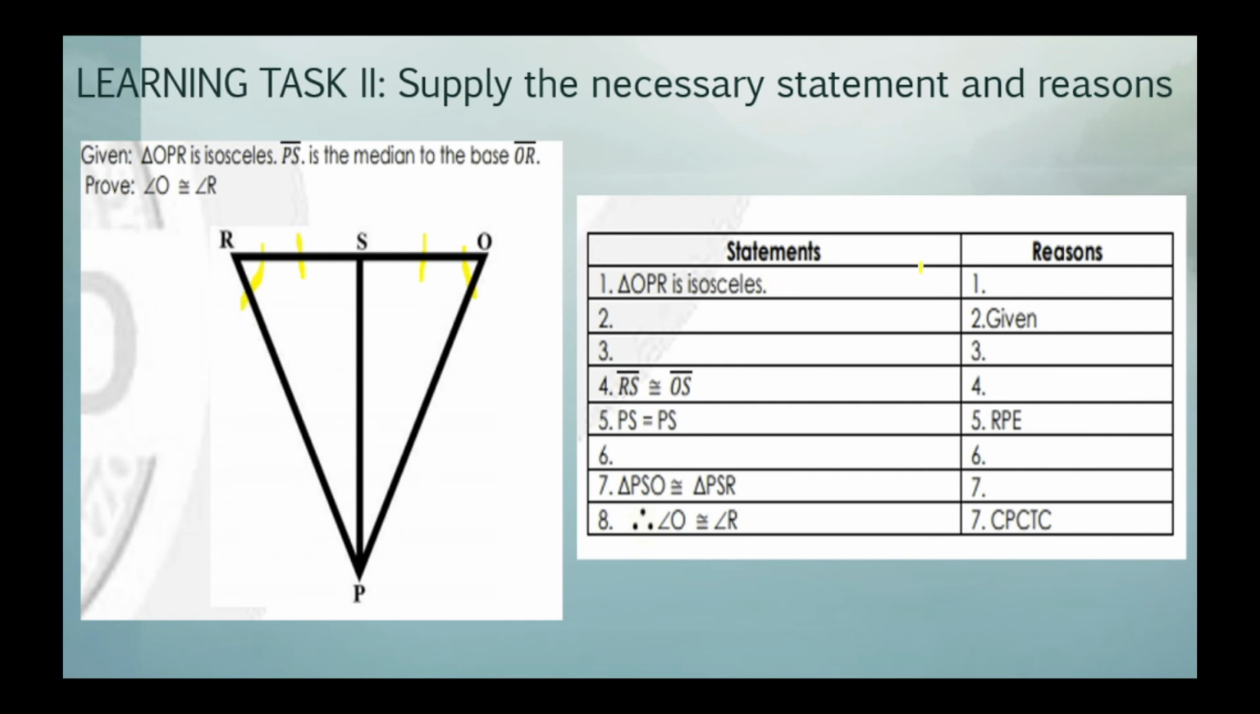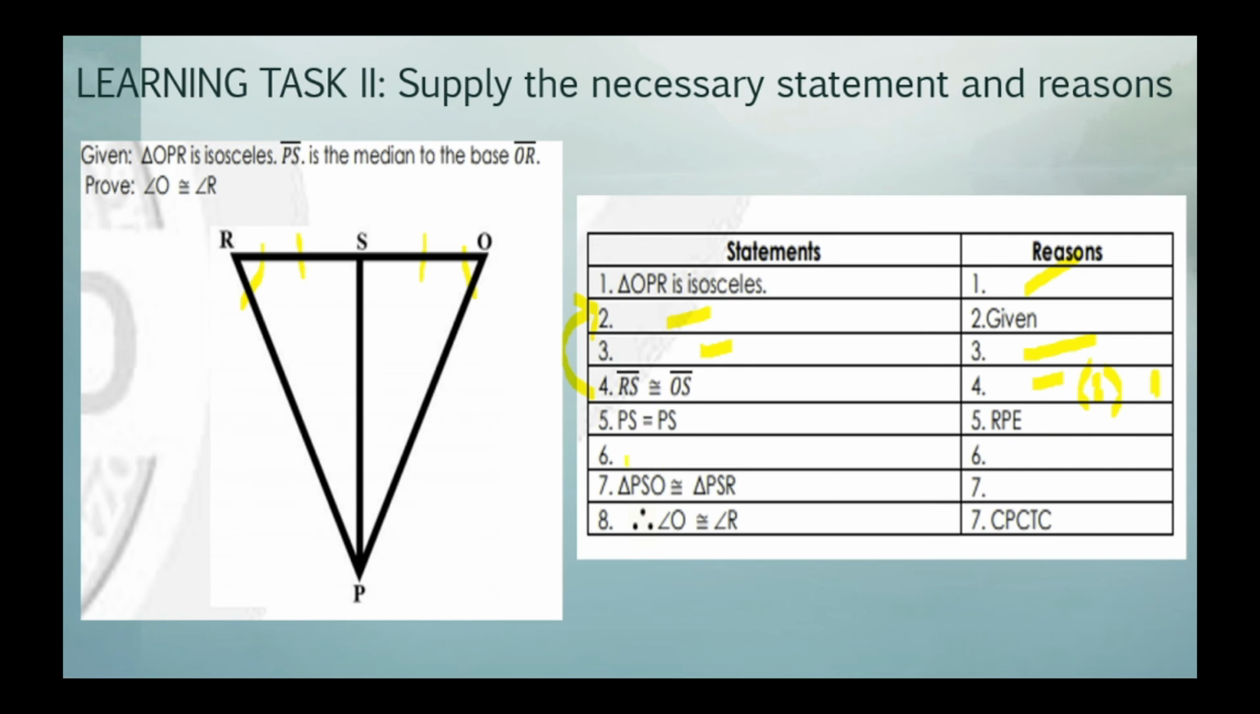So, we have here the statements. Triangle OPR is isosceles. What will be the reason? Number 2, blank. Then, ang reason ay given. Number 3, blanko parehas. Statement and reason. So, supply nyo yung missing. Number 4, segment RS is congruent to segment OS. So, blanko to. Okay, bigyan ko kayo ng clue. Itong number 4 ay nanggaling sa statement number 2 na given. Kaya ang reason niya rito ay related sa statement number 2. Yung reason nyo dyan. Next, number 5, PS is equal to PS, RPE.